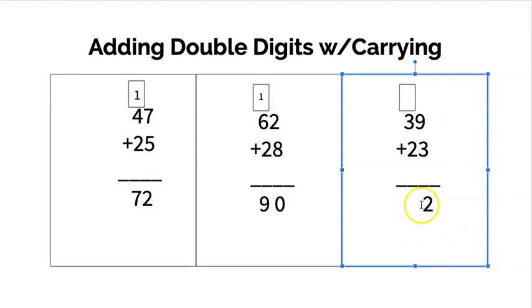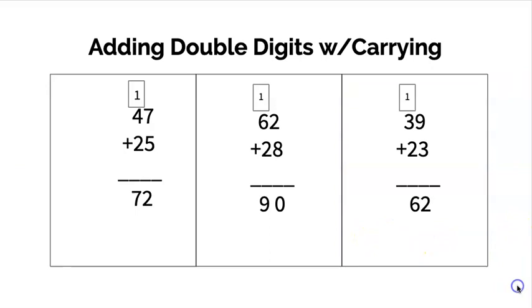The 2 is in the ones column. All right, we take that 1 that would be here in the 12 and carry it over. 1 here. All right, 3 plus 1 is 4. And then 4 plus 2 more is 6. All right, so our final answer would be 62.